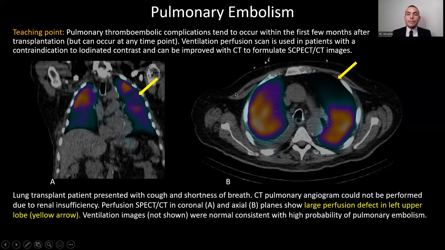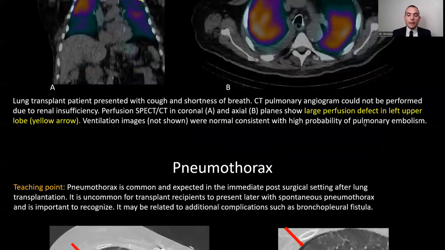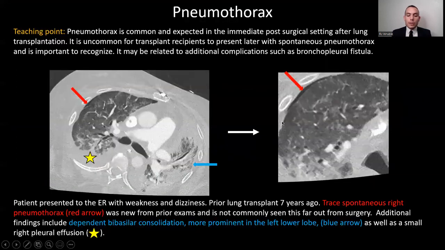And here is an axial and coronal SPECT CT demonstrating a large perfusion defect in the left upper lobe, indicating a high probability of PE. Next is pneumothorax, which is very common and expected in the immediate post-transplantation setting, given the nature of the surgery. Spontaneous pneumothorax after recovery from transplant is relatively uncommon, and when detected, it is important to consider that a more severe complication may be present, such as a bronchopleural fistula.